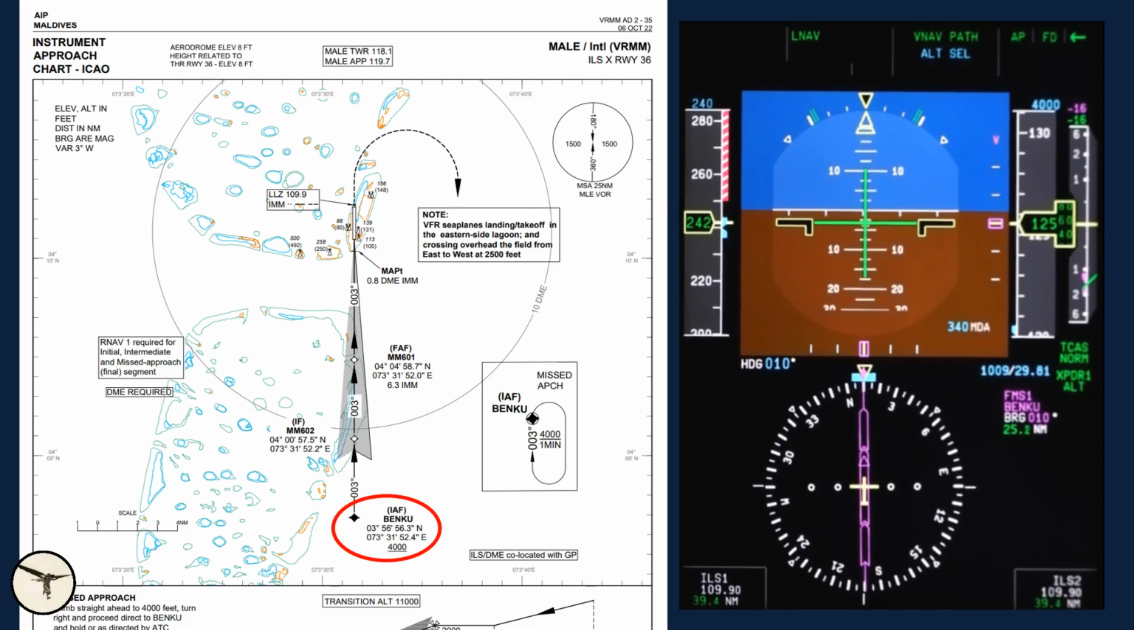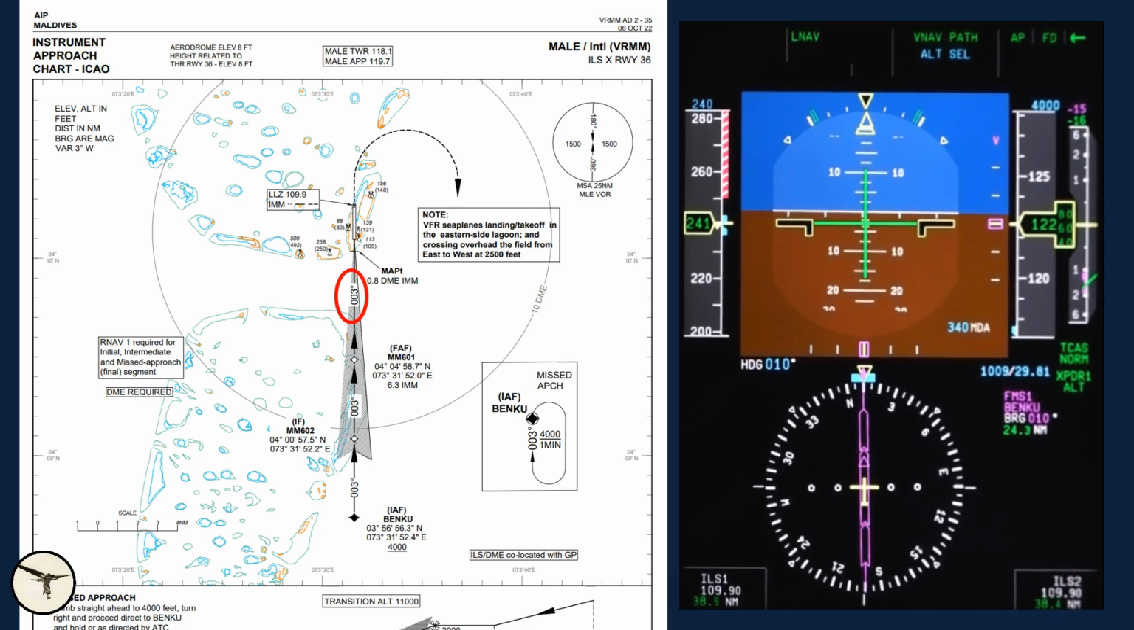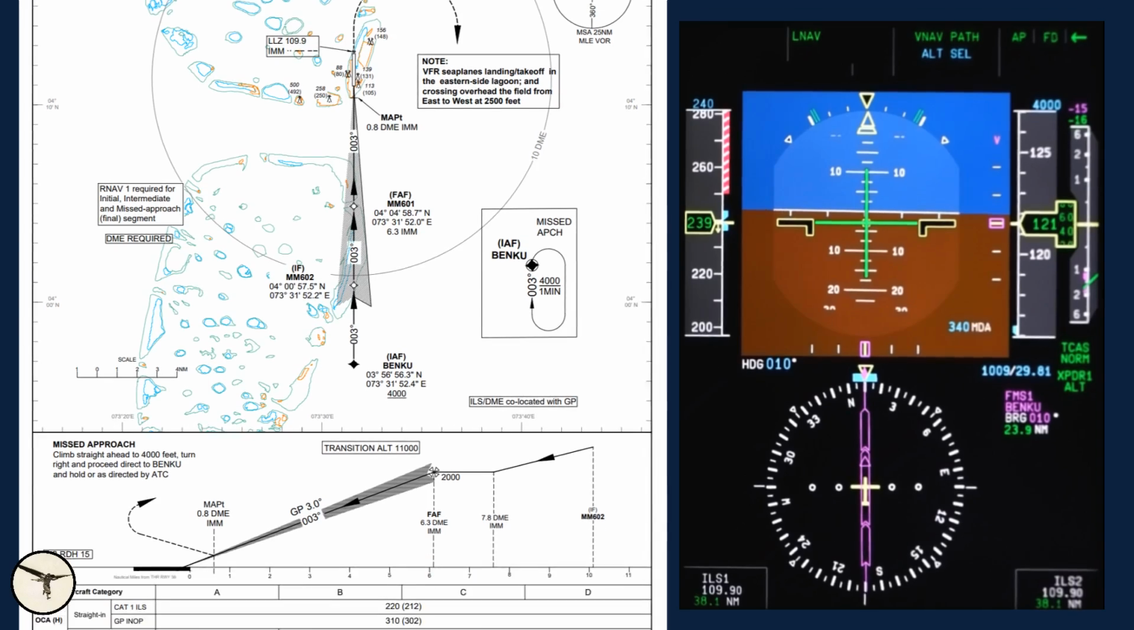We will cross Benko at or above 4000 feet. Maximum speed at Benko is 210 knots, but this is not shown on this chart. Frequency is 109.9, inbound track 003 degrees. It is already set and checked by both pilots.